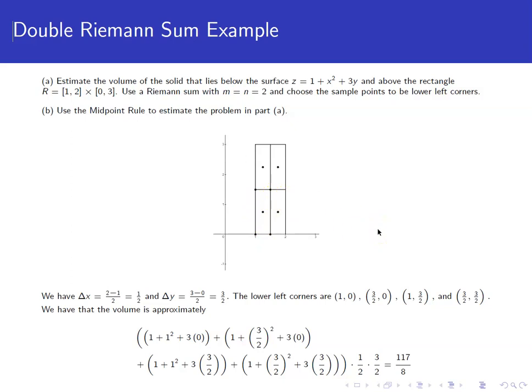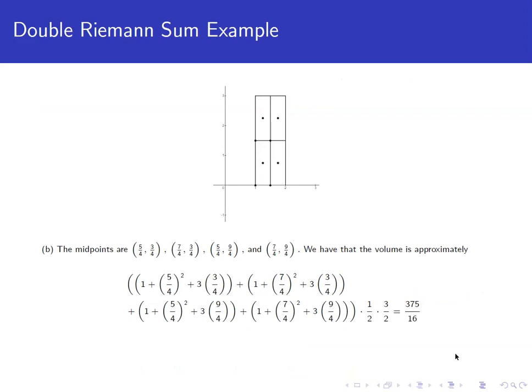Those are the points that we're going to plug into the function and use as the height of the little approximating box for the volume of the solid. Then we have to multiply by the area of the base, which will always be given by delta x times delta y. These 4 terms in the sum take our sample points and plug them into the function. I've factored out the delta x and delta y because each term gets multiplied by delta x times delta y. So we have 4 approximating boxes whose volumes we're calculating. If we do that computation, you should get 117 over 8.